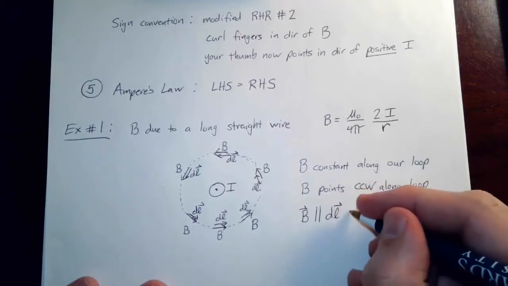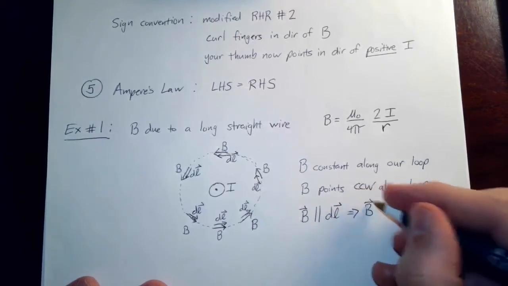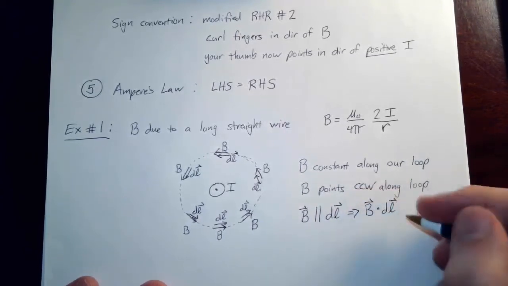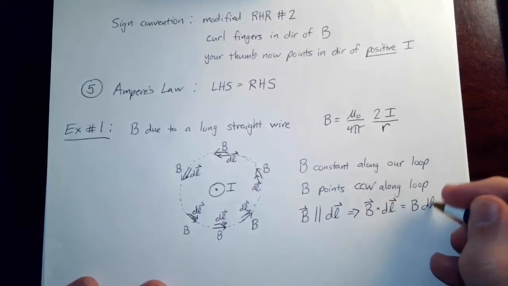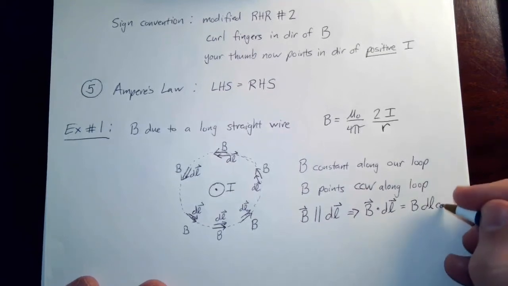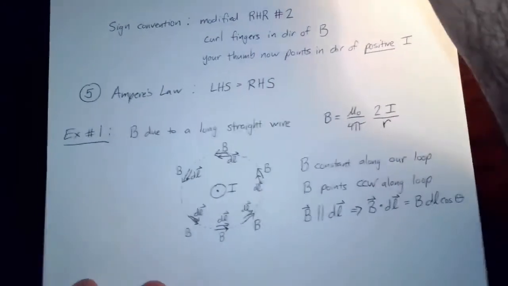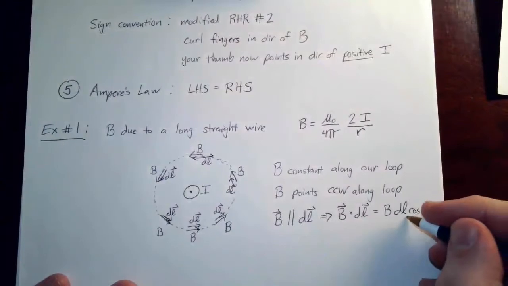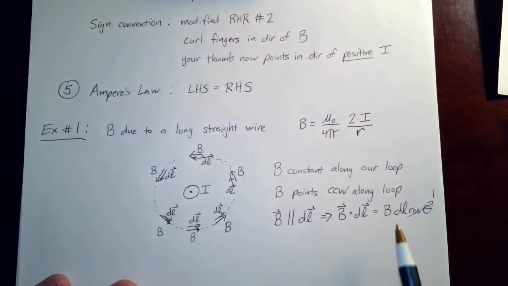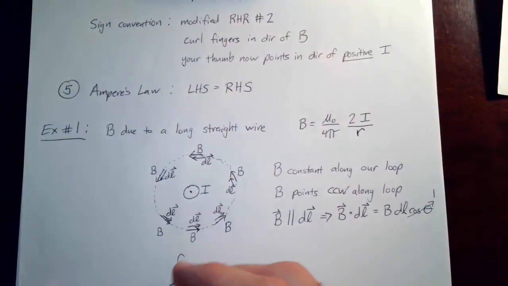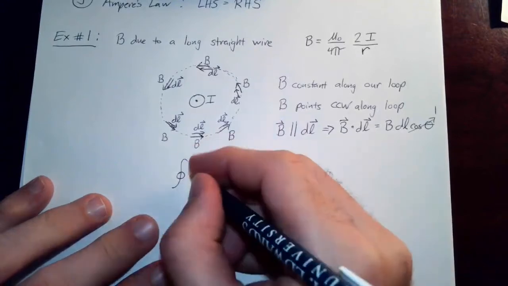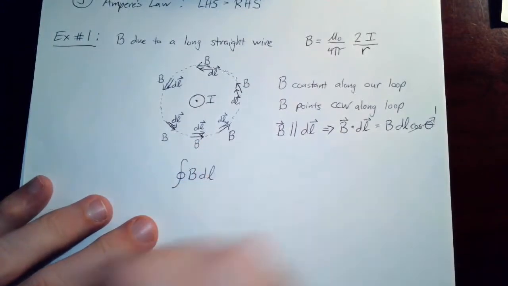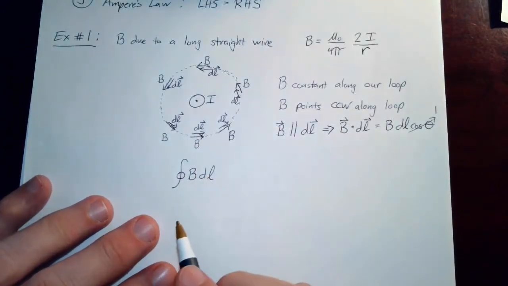And so when we take the dot product, B dot DL, which is what appears inside our integral, it equals B, the magnitude of B, times the magnitude of DL, times the cosine of the angle between them, but the angle between them is 0, and the cosine of 0 is 1. Okay, so inside our integral, B dot DL just becomes B times DL. Magnitude times the magnitude, scalar times the scalar.